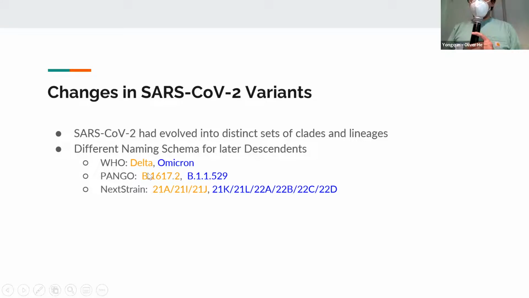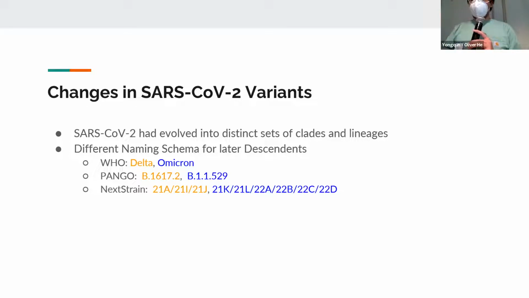So right now we have the Pango super lineage, and I'm showing all of Delta in the orange color, while all of Omicron is in the blue color. If you were to query it ontologically, you would see assertions that these terms are equivalent to each other or match up. However, the next strain naming schema goes off whenever there's been a sublineage that is distinct enough to merit grouping into its new classification.